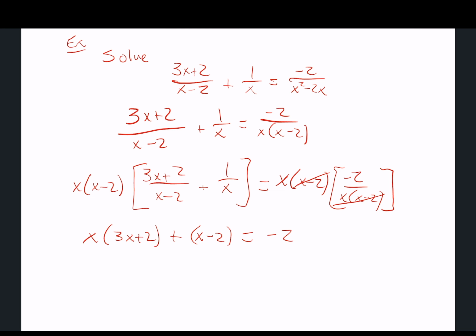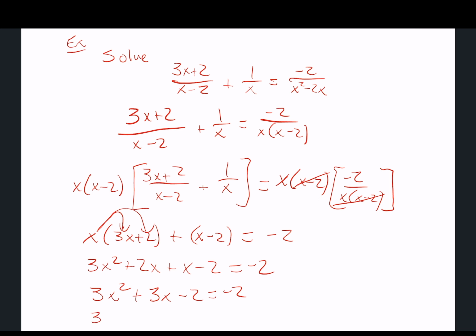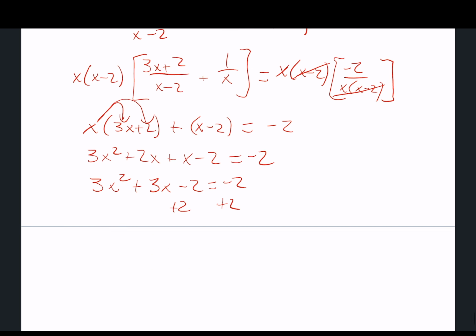So now we can expand. X times 3x is 3x squared. X times 2 is plus 2x. Plus x minus 2 is equal to negative 2. So we can combine like terms to get 3x squared plus 2x plus x is 3x. Minus 2 is equal to negative 2. Then we can add 2 to both sides. Oops. Plus 2 to both sides. Scroll up just a bit. We get 3x squared plus 3x is equal to 0.